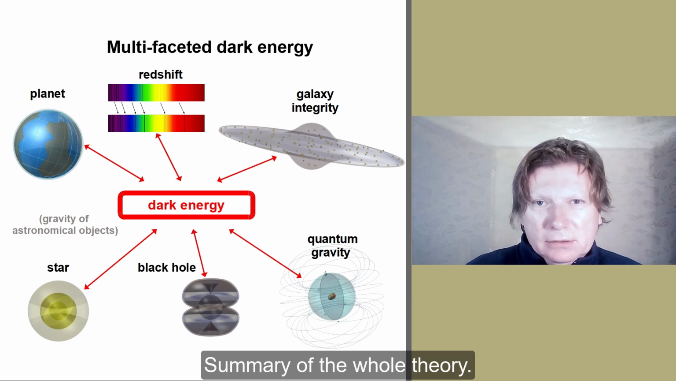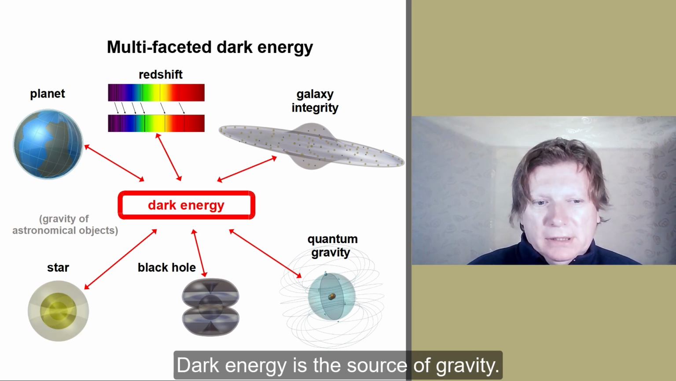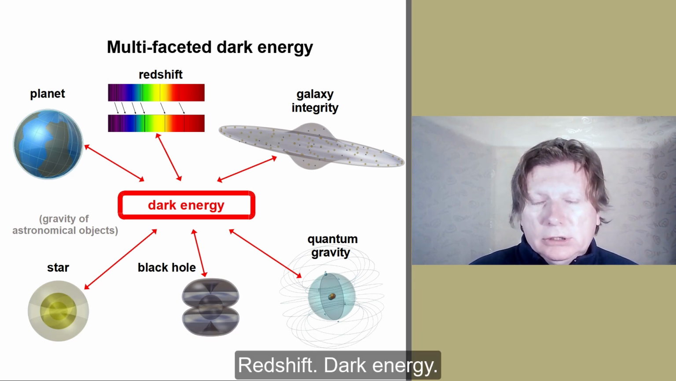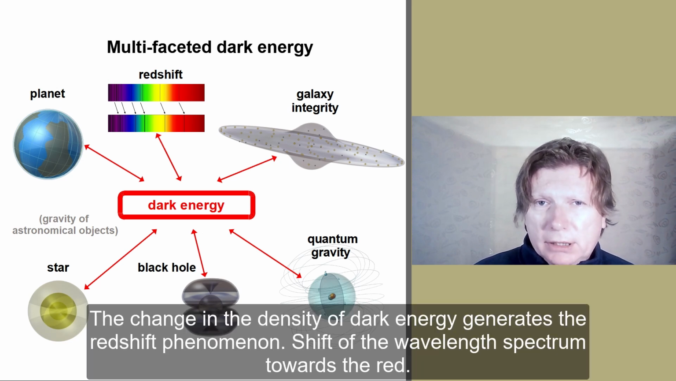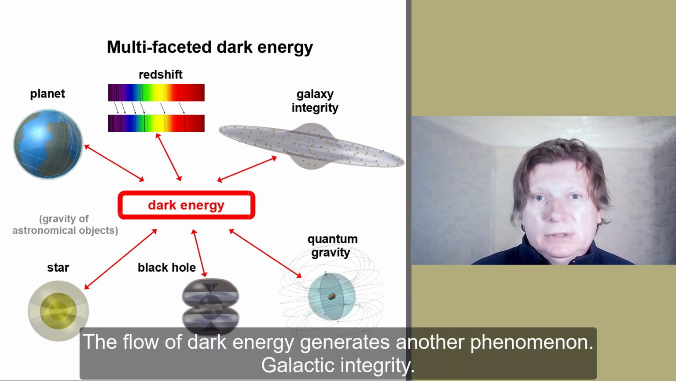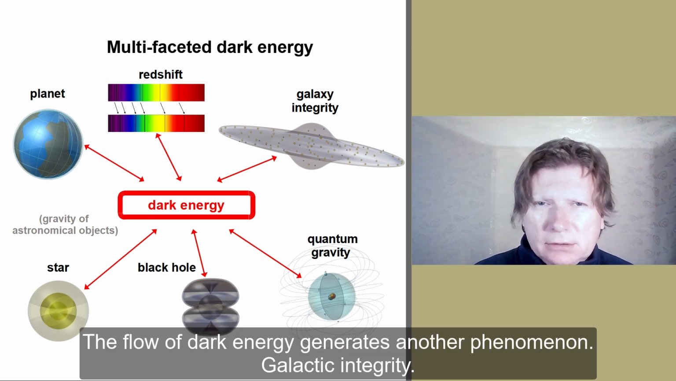Summary of the whole theory. Dark energy is the source of gravity. The gravity of massive objects, planets, stars, black holes probably too, redshift, dark energy. The change in the density of dark energy generates the redshift phenomenon, a shift of the wavelength spectrum towards the red. The flow of dark energy generates another phenomenon, galactic integrity.